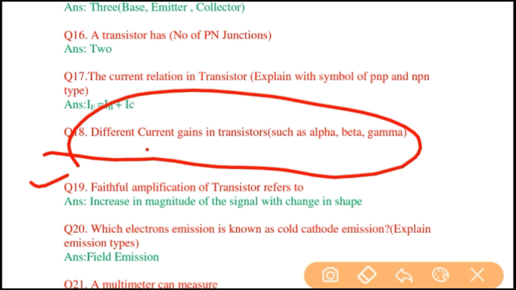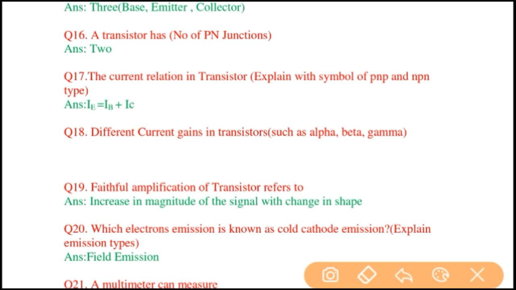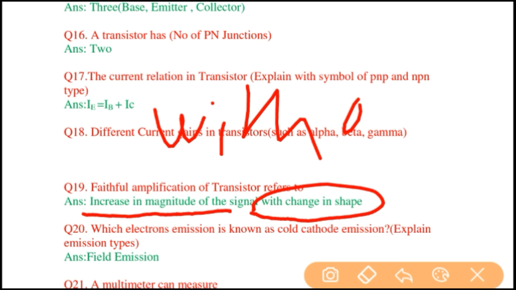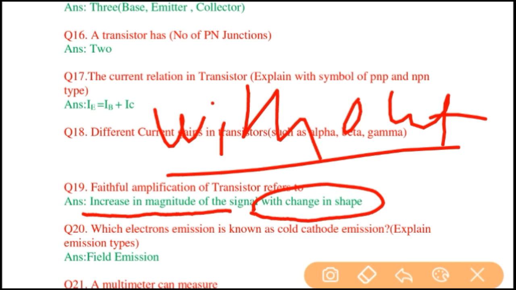In the next question, for faithful amplification of a transistor, we need to increase the magnitude of the signal without change in shape. Here the earlier option is incorrect; it should be without change.